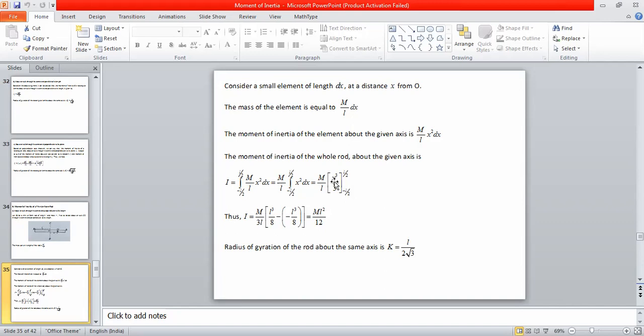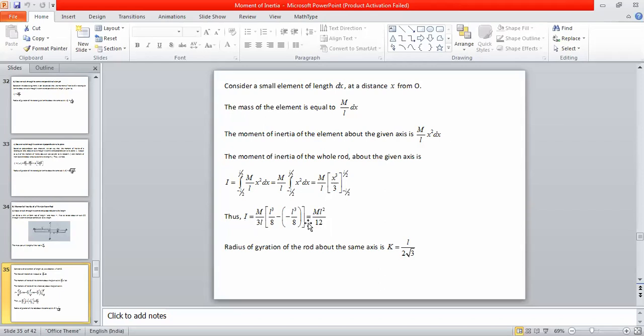In place of x we put L by 2, so it is L cube divided by 8, minus of, in place of x substituting minus L by 2, minus L cube divided by 8. So minus into minus becomes plus, and we have 2L cube divided by 8. The 2 cancels with the 8, it becomes 4, and 4 multiplied with 3 becomes 12. So the moment of inertia of the rod becomes ML square by 12.